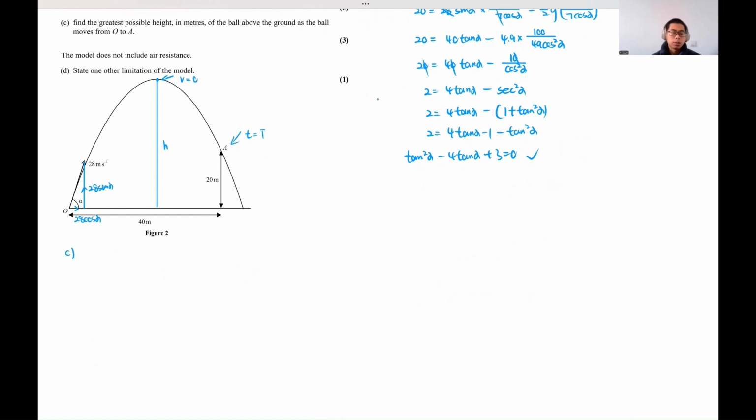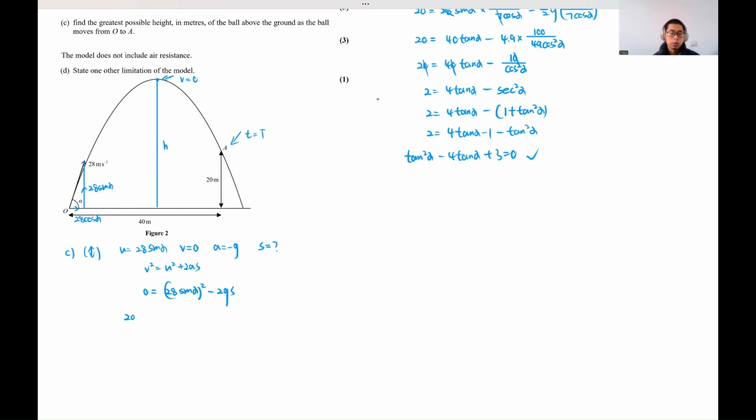So again, we use the vertical component. U equal to 28 sine alpha as before, and then V equal to 0, and then A is negative g, and then the displacement is what we're looking for. So it has to be v squared equal to u squared plus 2as. We know v equal to 0, so we put in 0. And then we know u is 28 sine alpha, and then square that. And then plus 2 times a, so that would be negative 2g times s.